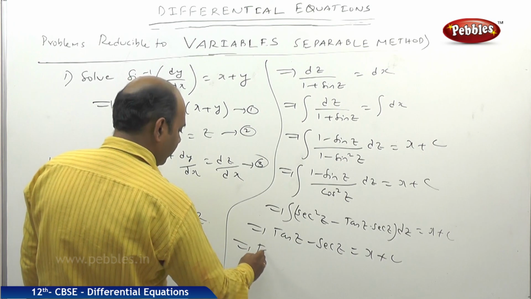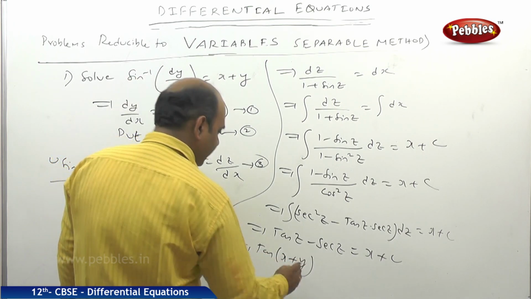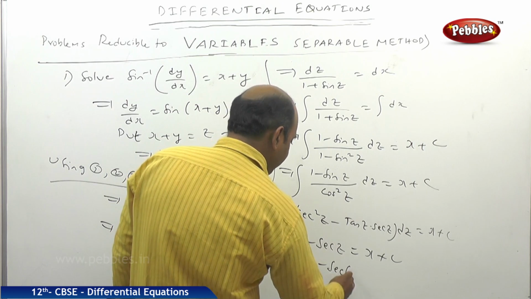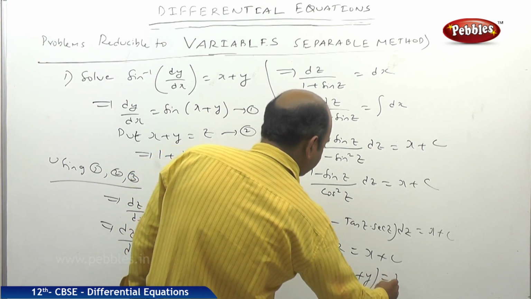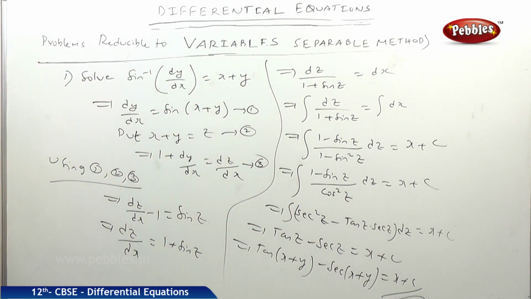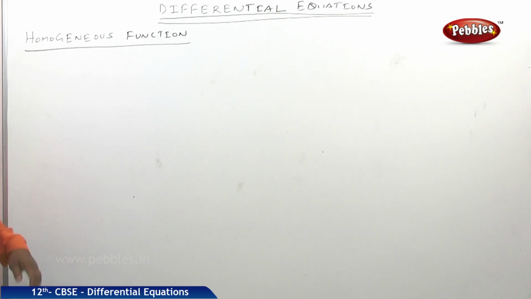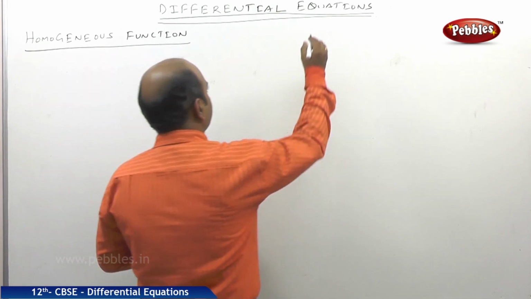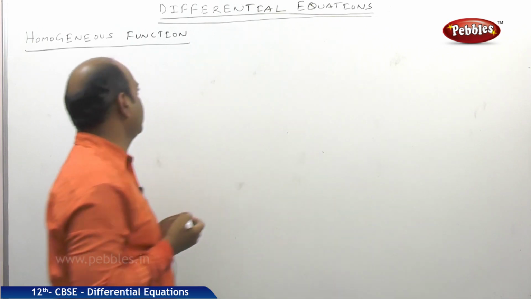Now in place of z we need to substitute x plus y: tan of x plus y minus secant of x plus y is equal to x plus c, which is our required relation, and hence this relation will be a solution to the given differential equation. So friends, in today's class we have finished a method called variable separable in the topic differential equations.